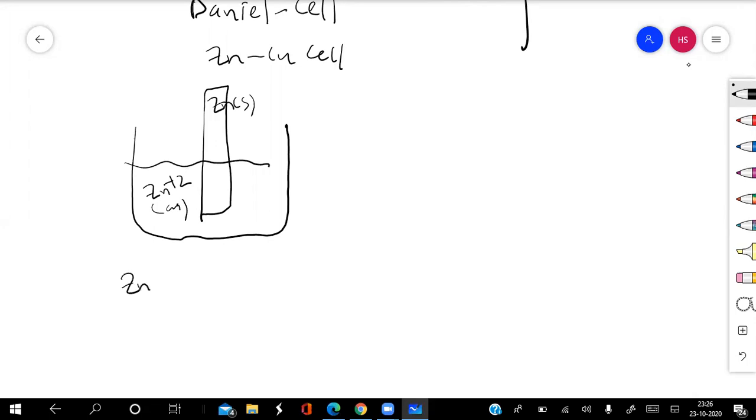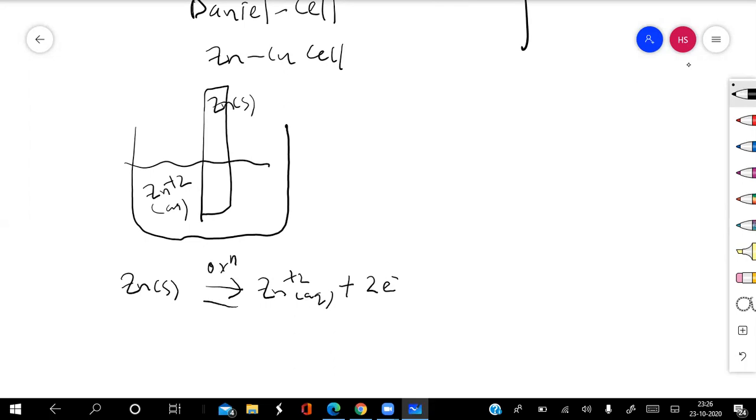That is, they can undergo oxidation and also reduction. For example, suppose I have a zinc atom, and if the zinc atom converts into zinc ion, then it has to lose 2 electrons. When it loses 2 electrons, this reaction is oxidation. Similarly, this electrode is also capable of undergoing a reduction reaction.